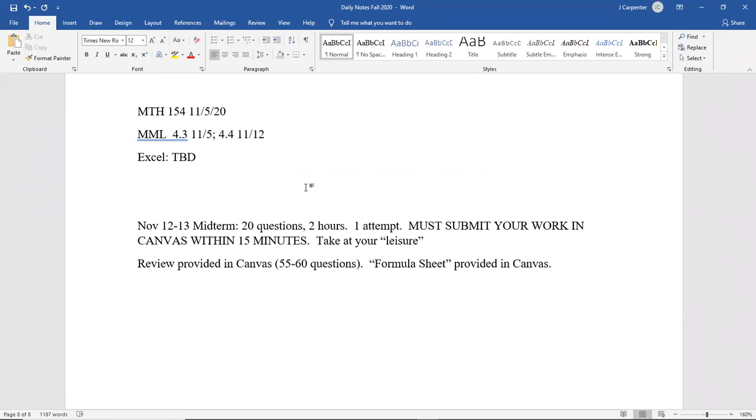So you have a few reminders up here per usual. My math lab homework's coming up, 4.3 and 4.4, their due dates. The next Excel, I'm not going to assign quite yet, maybe next class. But if I assigned it today, that means it would be due right when we're doing the midterm. I just don't want to have an Excel due the same day as a midterm. So I'm trying to be a little lenient there.